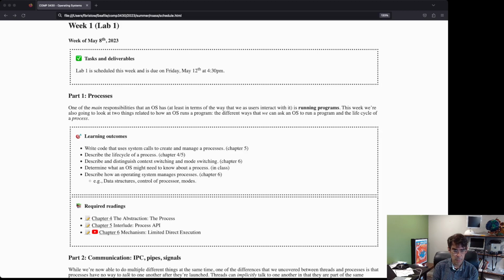Describe the life cycle of a process. This is something that you may be assessed on, something like a term test or a final exam. Describe and distinguish context switching and mode switching. Same thing, so kind of on a test or a final exam.